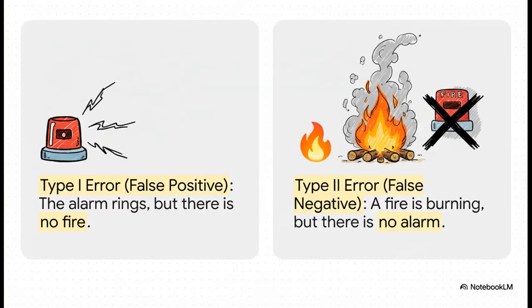First, there's a type 1 error. We call this a false positive. Think of it like a smoke detector that goes off when you're just making toast. It's a false alarm. You're claiming an effect when there really isn't one. The opposite problem is a type 2 error, a false negative. This is way more dangerous. This is when there's a real fire burning in the house, but your smoke detector stays silent. You completely missed an effect that was actually there.